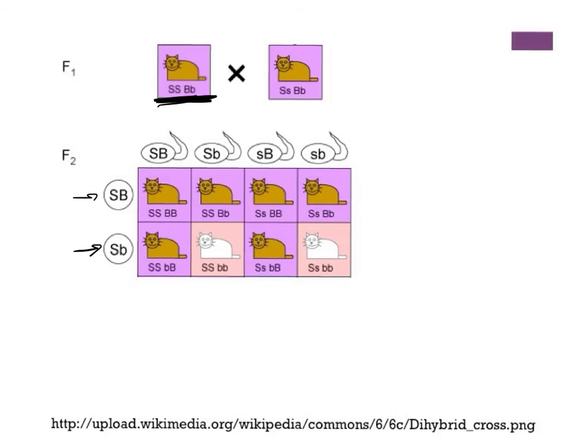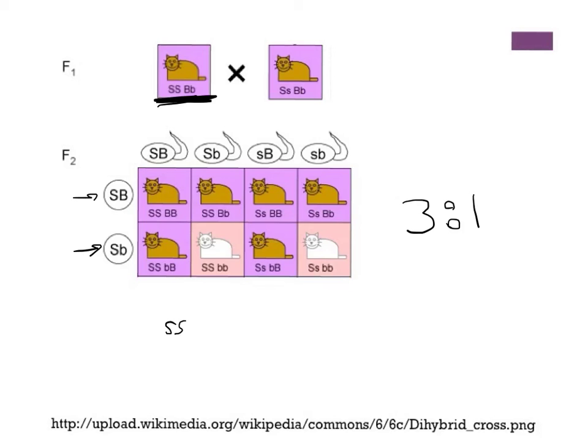There are no long-tail cats because there's no way for any of the offspring to get two little s's. So our phenotypic ratio is 3:1, which should look kind of familiar because that's the phenotypic ratio you'd normally get for a normal dominant-recessive trait when you just had a monohybrid cross.